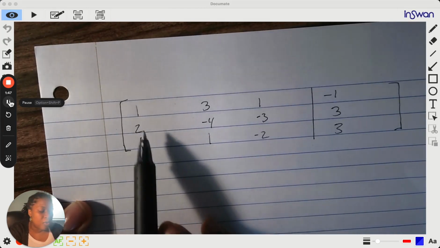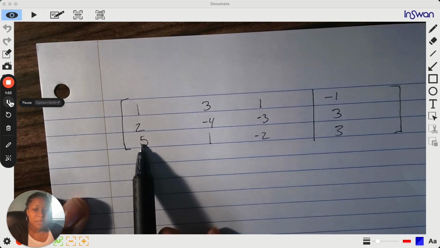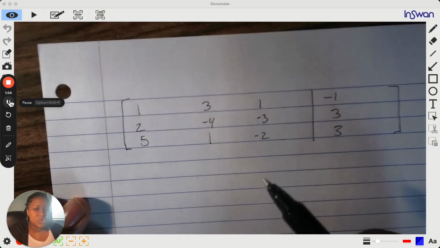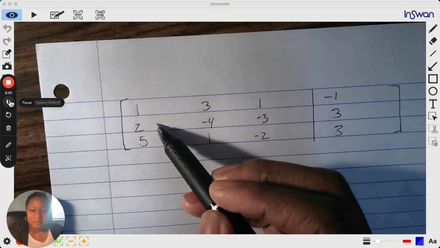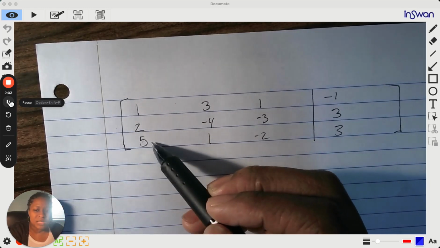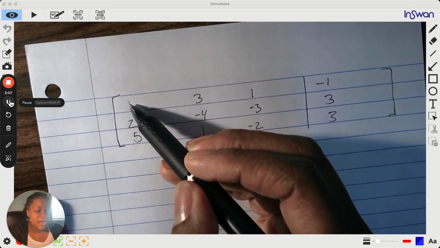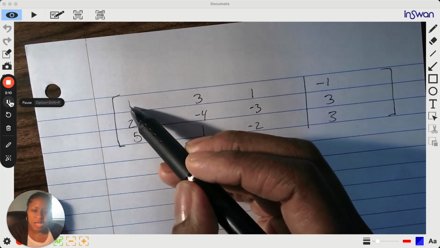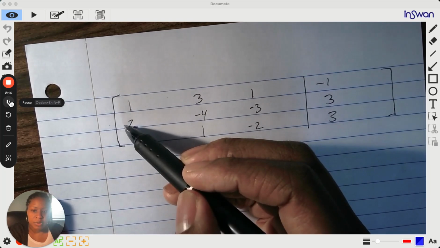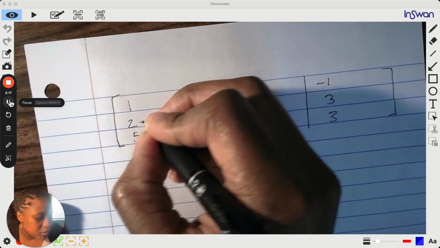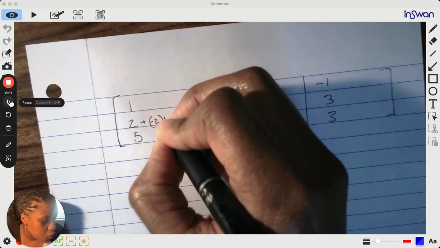Now, my goal is to get rid of this 2 and this 5 by completely canceling them out and making them zeros. How could I do that? A positive 2 can be canceled out by a negative 2. A positive 5 can be canceled out by a negative 5. And since I have a 1 here, if I multiply negative 2 times 1 plus this 2, it'll cancel out and make that 0. So I'm going to do positive 2 plus negative 2 times 1.